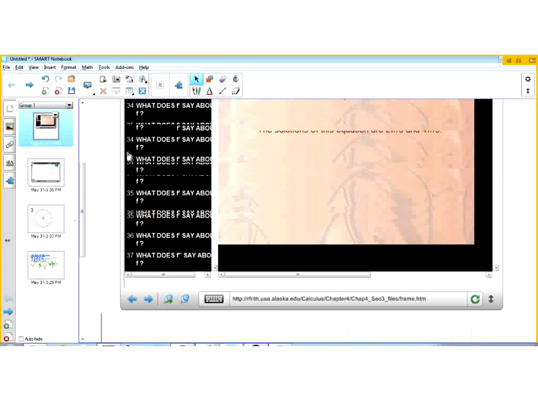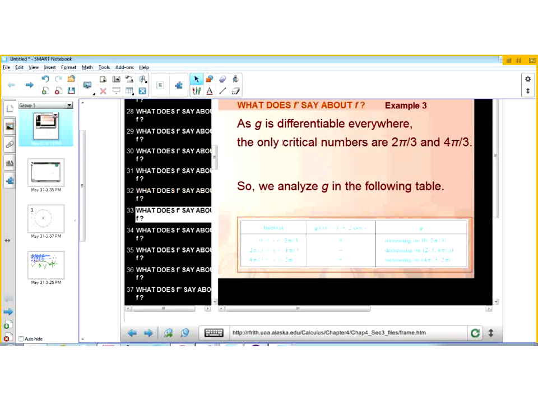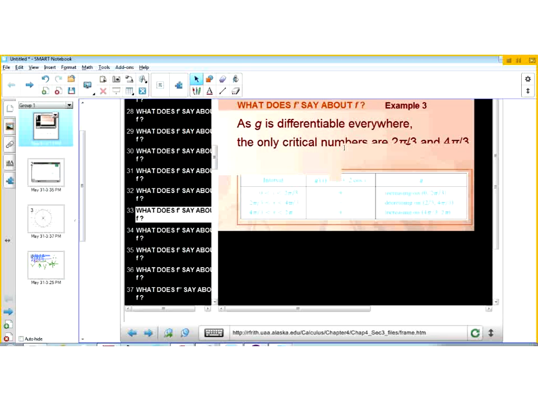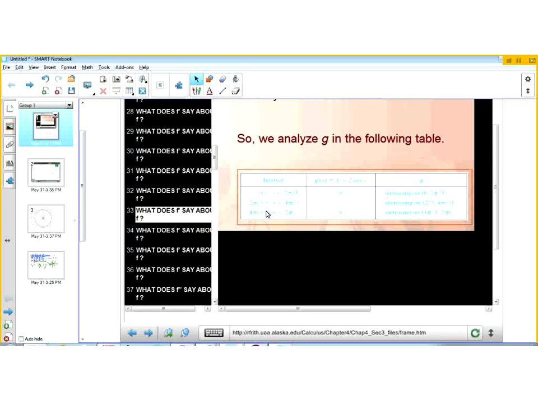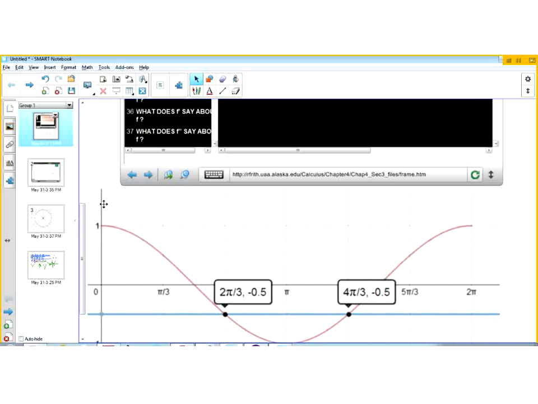Next slide, slide 33. So g is differentiable everywhere, and the only critical numbers are at 2 pi/3 and 4 pi/3. So they create another table of signs, and so we know from 0 to 2 pi. In this case, the graph we drew might be useful, although you can create a table of signs.